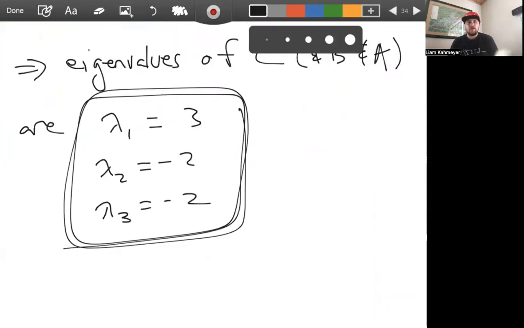Okay, so that's all I want to discuss for now in terms of finding and being able to compute eigenvalues and eigenvectors. What we'll do next is look at how to diagonalize a matrix, and what properties a diagonal matrix has in terms of being able to find eigenvalues and eigenvectors.